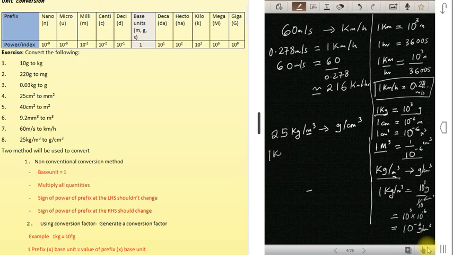So I'm going to use 1 kilogram per meter cube as 10 to the power of negative 3 gram per centimeter cube. So 25 kilogram per meter cube will be the same thing as 25 times 10 to the power of negative 3. So that gives me 0.25 gram per centimeter cube.